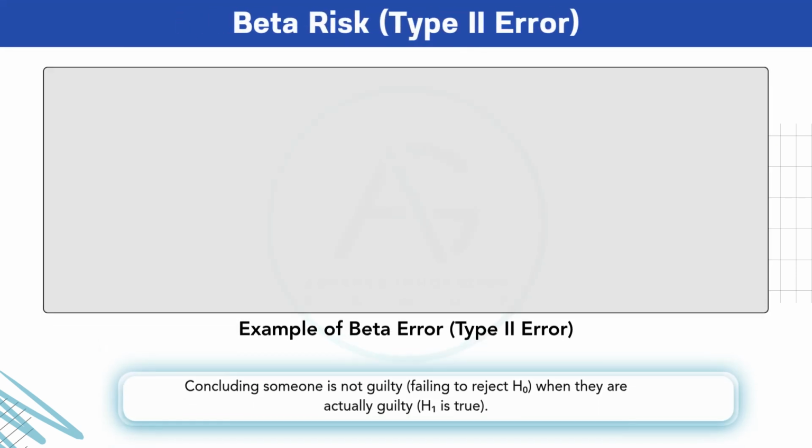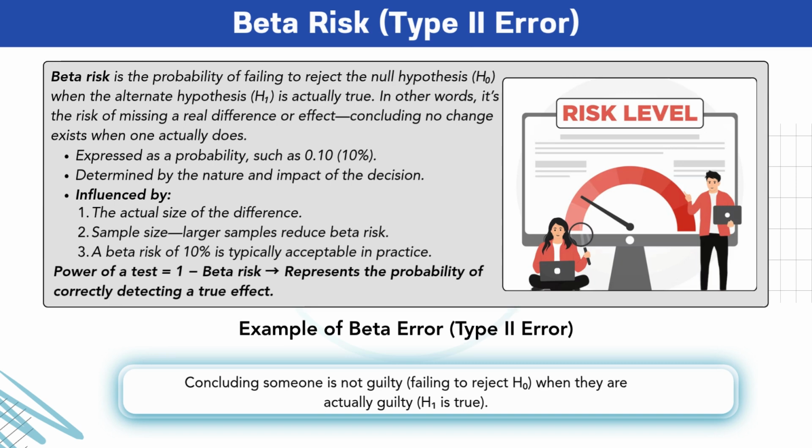Now that we've covered alpha risk, let's explore the second common type of error in hypothesis testing: beta risk, also known as a type 2 error. What is beta risk? Beta risk is the probability of failing to reject the null hypothesis, H0, when it is actually false. In other words, missing a real effect or change that truly exists. It's the opposite of a type 1 error. Instead of a false positive, it's a false negative.